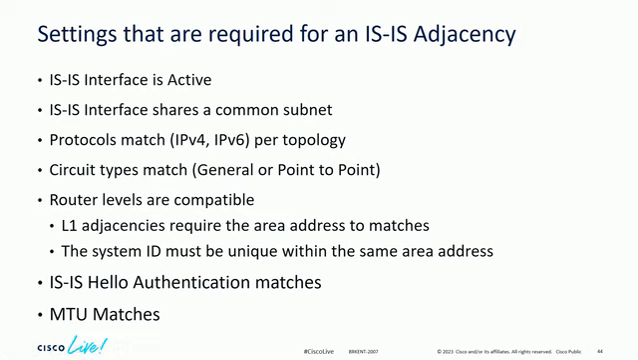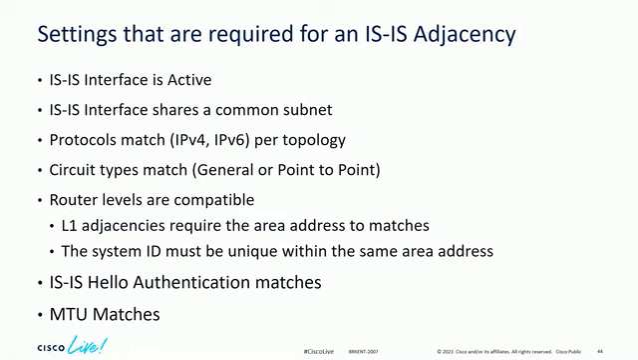The other thing is for L1 adjacencies, the area address has to match. We have to be in the same area in order to match. And then the other thing with that is the system ID must be unique if they're in the same area. So you can't have 49.0001.0001.0001.0001.00 on two routers in the same area. It no worky. If you've got authentication, that has to be turned on.